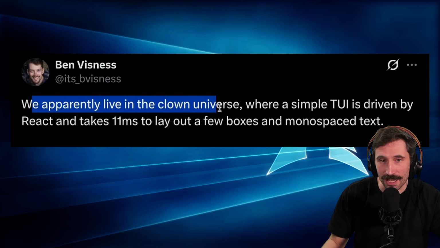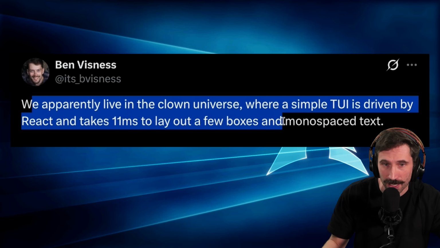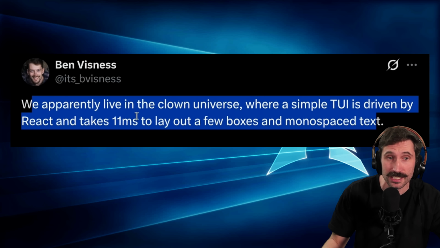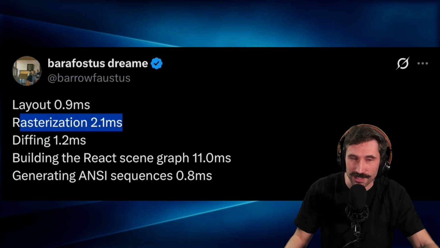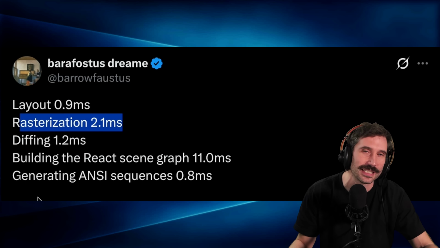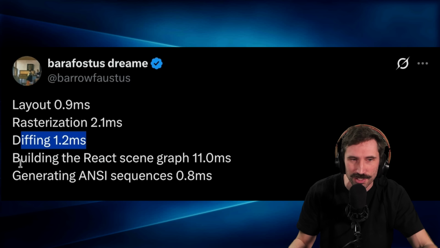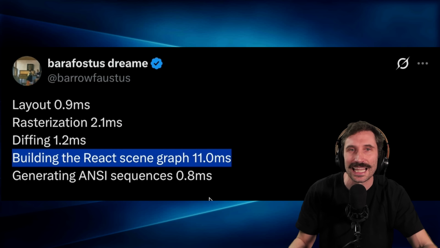Some more highlights from Twitter. We apparently live in a clown universe where a simple TUI is driven by React and takes 11 milliseconds to lay out a few boxes in monospace text. By the way, Visness right here. Excellent blog, excellent engineer. Layout, 0.9 milliseconds. Rasterization, I've never read what rasterization means. I'm sure it's really simple. It's just in my head, I'm like, that's a word I never know. 2.1 milliseconds. Diffing, 1.2 milliseconds. Building the React scene graph, 11 milliseconds.